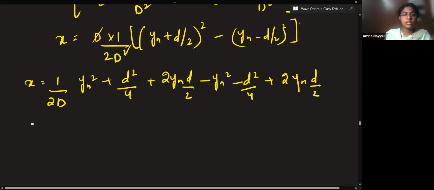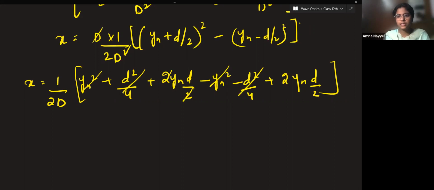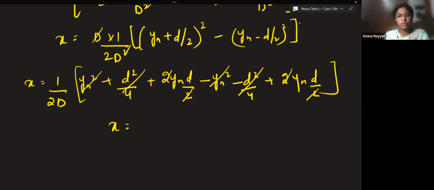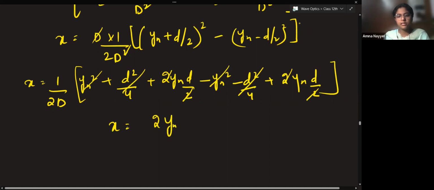So some things will get cancelled now. Yn square, this. What is left here? This 2, and this 2. So x becomes, this becomes 2 yn small d by capital D. Yes, this is the expression, and mostly this expression will be directly used.